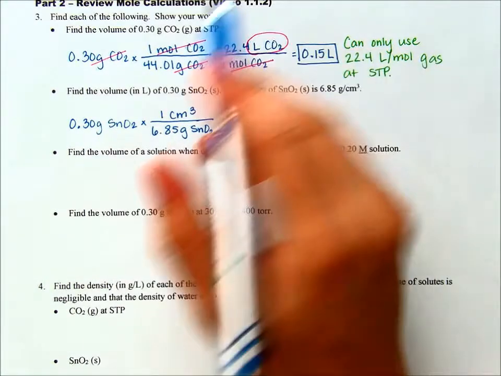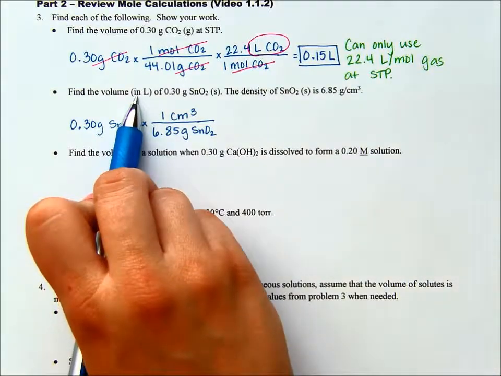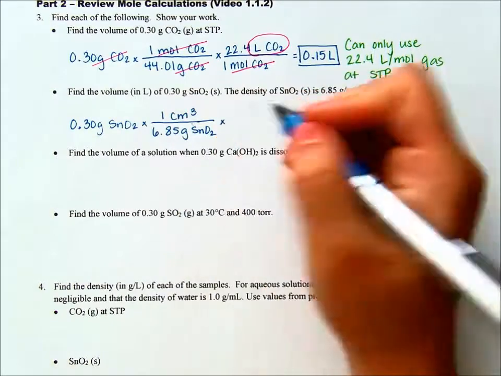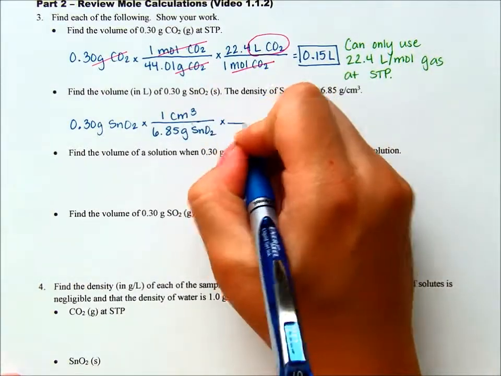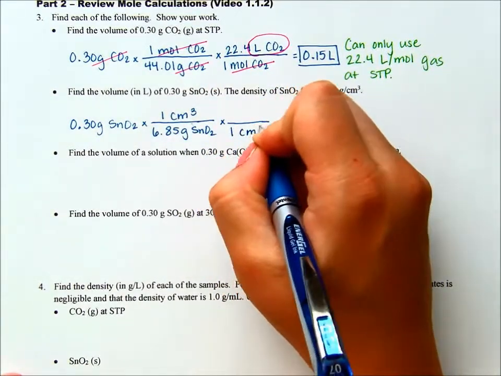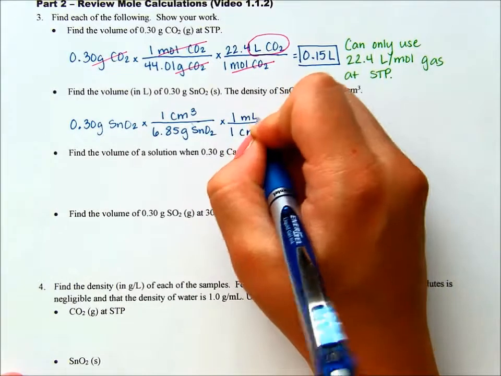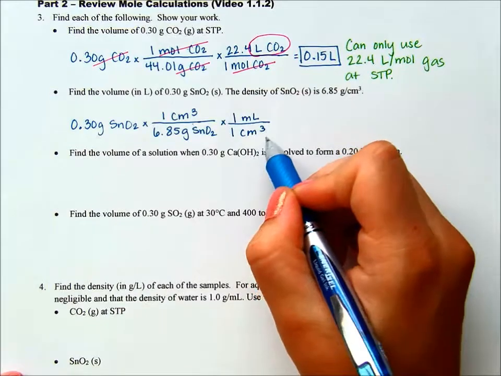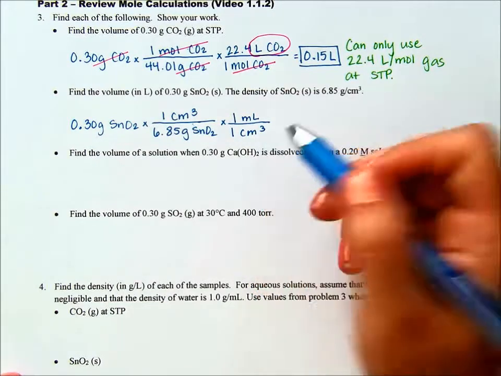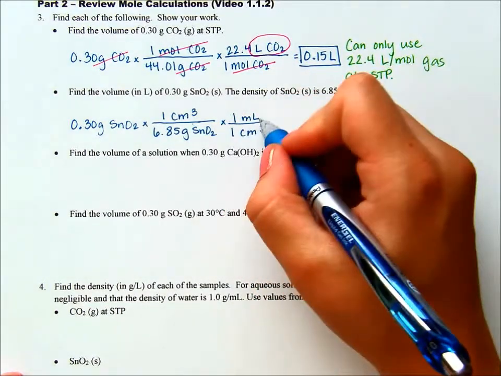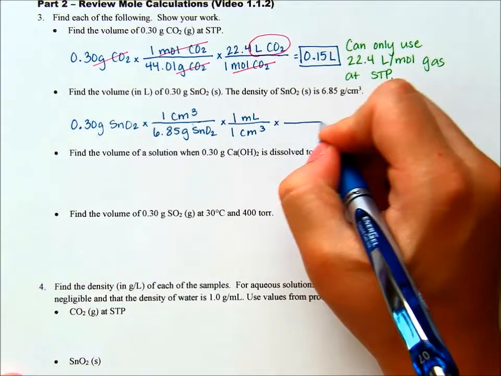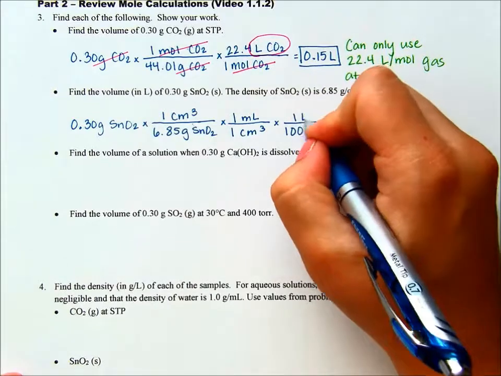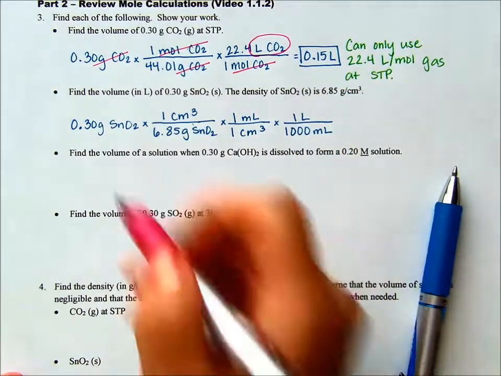So this tells me that I want my volume in liters, so I can't leave it in cubic centimeters. So I'm going to go ahead and convert that to liters. So 1 cubic centimeter is equal to 1 milliliter. This is definitely something worth memorizing that will just help you out a lot later on. And I know that there are 1,000 milliliters in every liter.